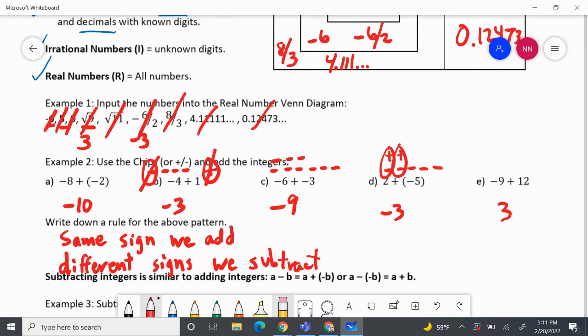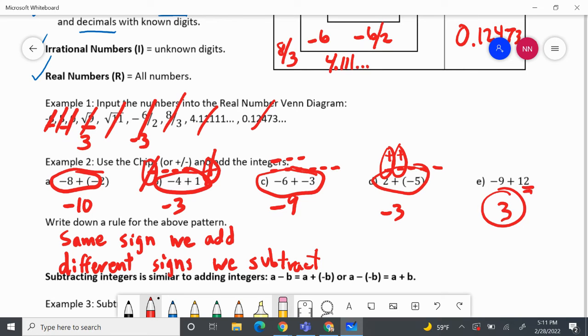Notice that with this first example, the signs were the same. We added those two and got -10. Signs were different. We subtracted and got -3. Signs the same, -9. Signs different, we subtracted, got -3. Signs different, subtracted, got a +3. The reason that this is positive and this one is negative is notice that the larger number is positive, the larger number is negative.